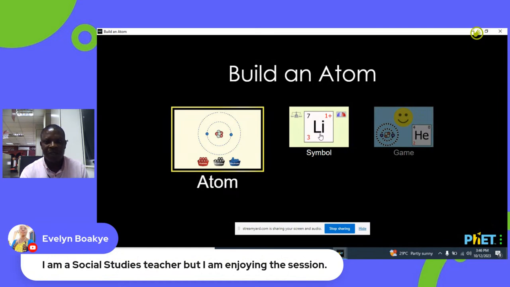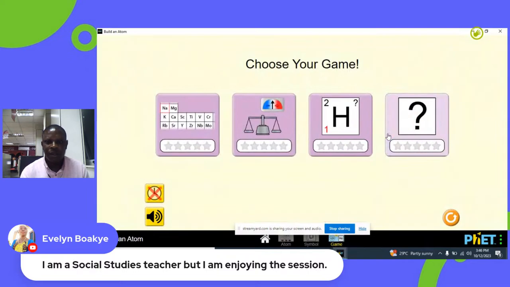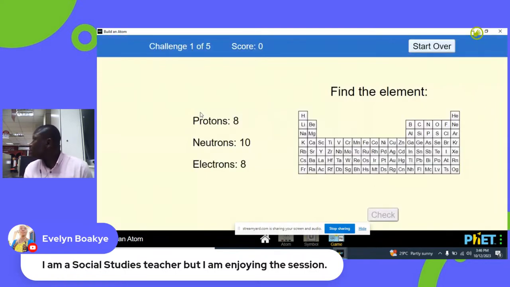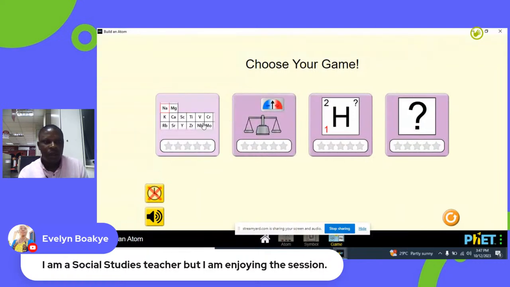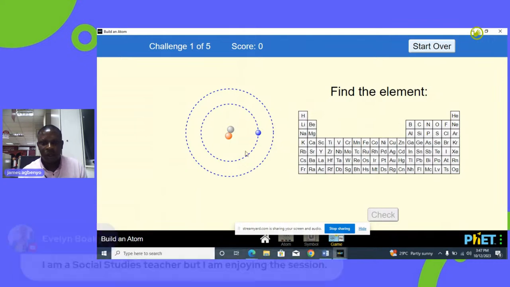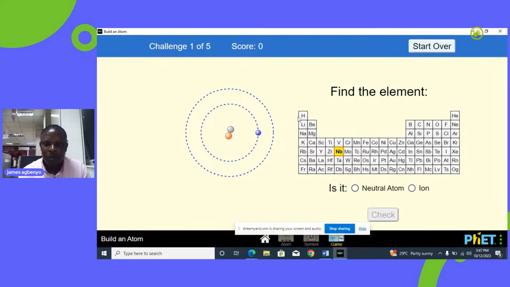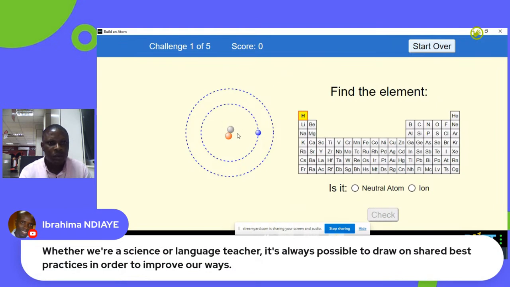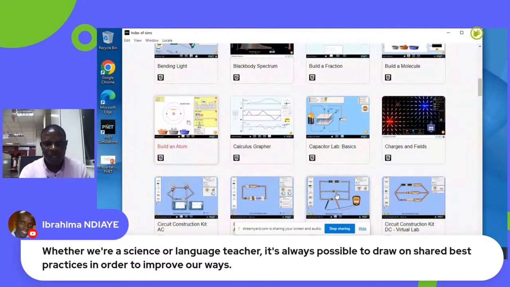We also have other features on the second page. Then one interesting thing is the game. You have gamification built into the simulation, so let's use this first part of the simulation and see. So here, this one is not responding. Let's pick another one and see.